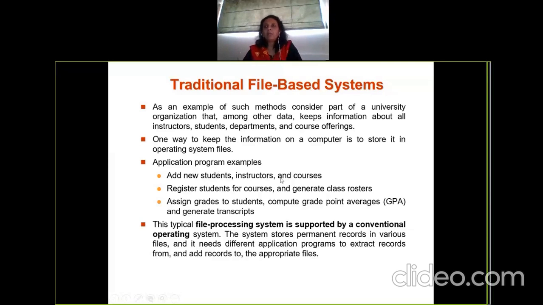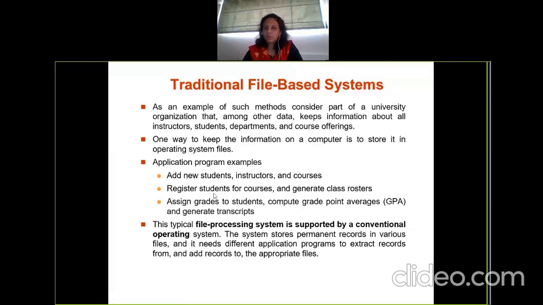For example, update means in our department two years back there were 60 students entry. Last year it was 120. This year it is 180. So it is increased, meaning we need to update the number of students every time. So for that we need to write some application programs.